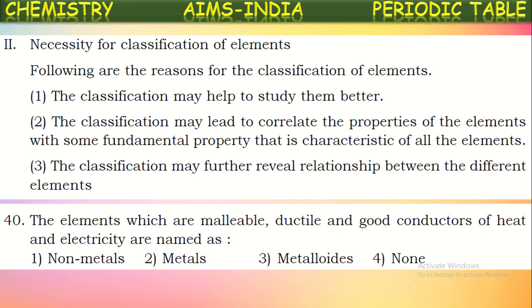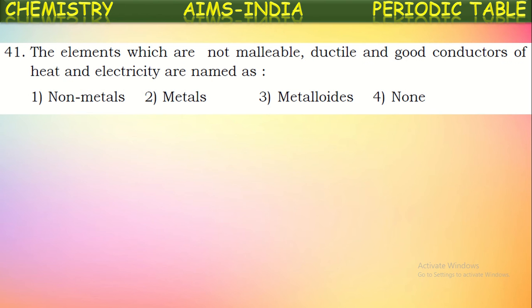The elements which are malleable, ductile, and good conductors of heat and electricity are generally classified as what? Metals. The elements which are malleable, ductile, good conductors of heat and electricity are called metals. The elements which are non-malleable, non-ductile, bad conductors of electricity are named as non-metals.